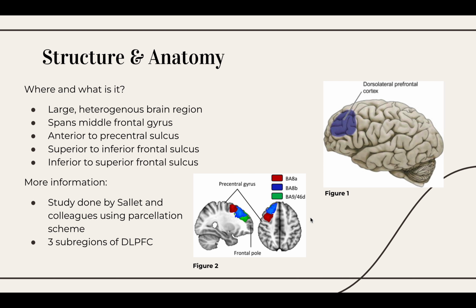So this is the structure and anatomy of the DLPFC. In figure 1, you're able to see the location of the DLPFC within the brain. And in figure 2, you're able to see a study done by Sala and colleagues, which included a parcellation scheme, which is what figure 2 is representative of. The 3 clusters that you can see in red, blue, and green are representative of subregions of the DLPFC based on this parcellation scheme.